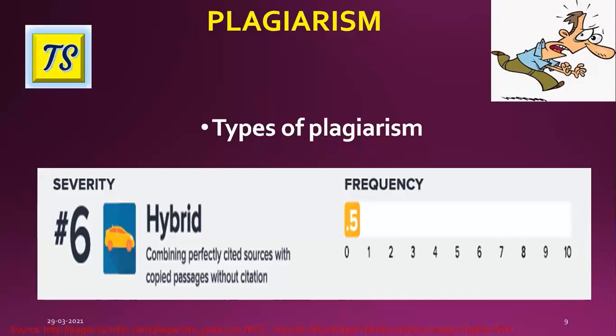It has variations. Of course, the frequency is less, 0.5, because when you collect the other source with the citation, the author of the paper will automatically also be considered by the researcher. So this kind of frequency falls less when compared to the rest of the types of plagiarism.